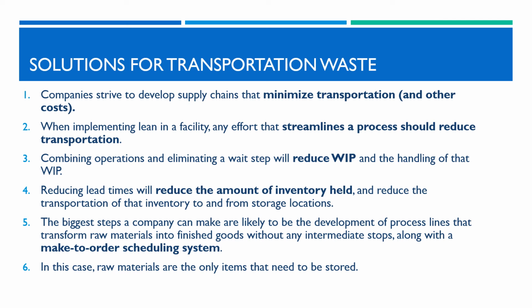When implementing lean in a facility, any effort that streamlines a process should reduce transportation. Combining operations and eliminating a wait step will reduce work in progress, and the handling of that work in progress. Reducing lead times will reduce the amount of inventory held, and reduce the transportation of that inventory to and from storage locations. The biggest steps a company can make are likely to be the development of process lines that transform raw materials into finished goods, without any intermediate stops, along with a make-to-order scheduling system. In this case, raw materials are the only items that need to be stored.